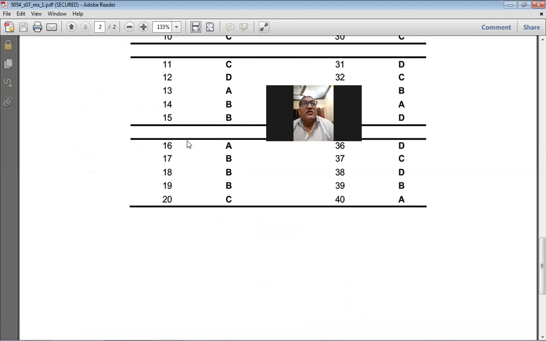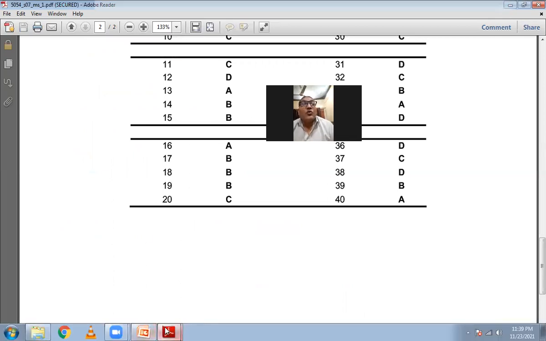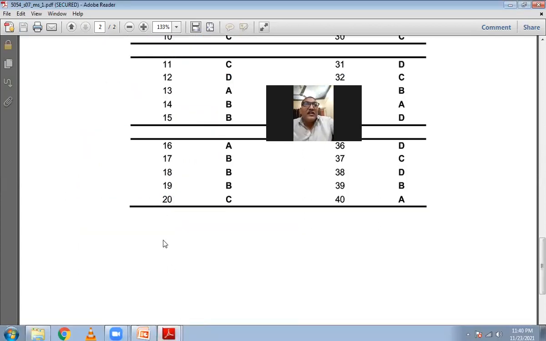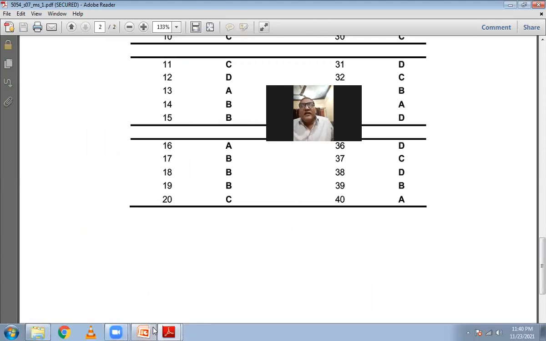Let's see. Question number 13. Oh, question number 13, he's saying A option. Let's check again. A liquid is heated. Which statement is incorrect? So I gave you the correct statement. See, this is a very tricky thing. They are asking which statement is incorrect. The molecules expand. Yes, this is incorrect. So I think A is the right choice. Question number 13, A is the right choice.